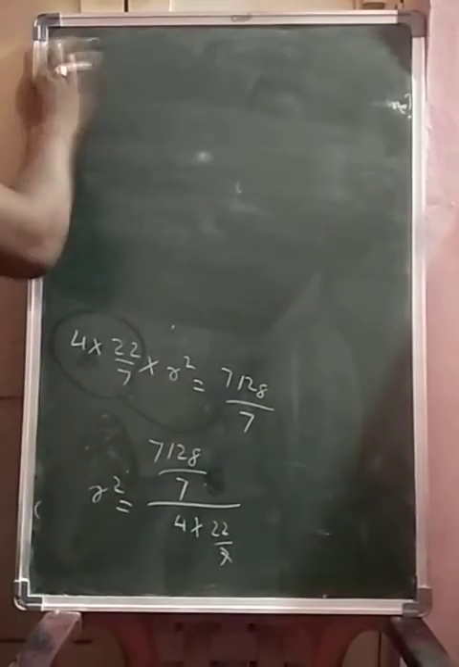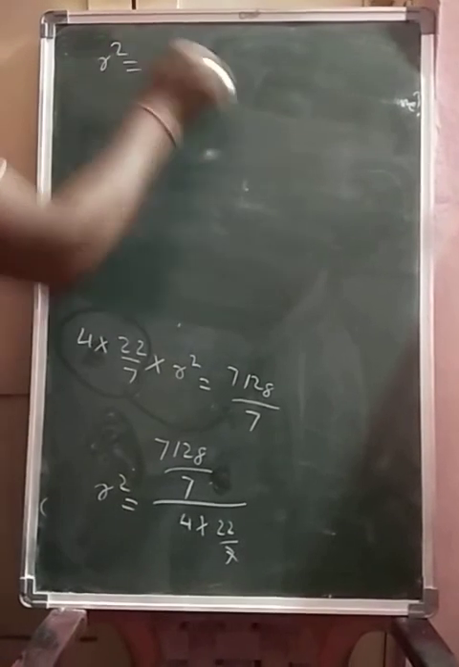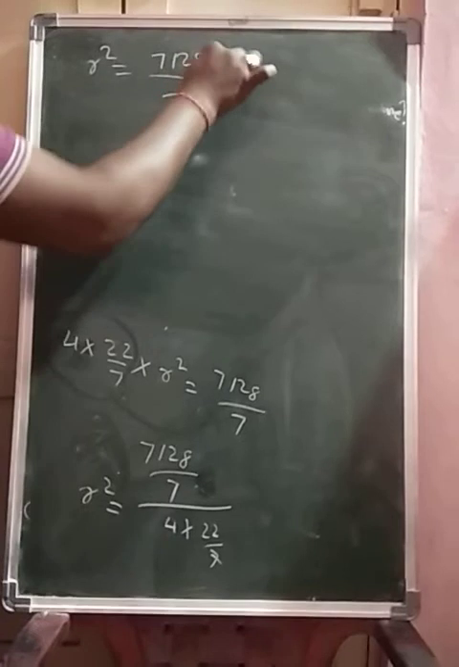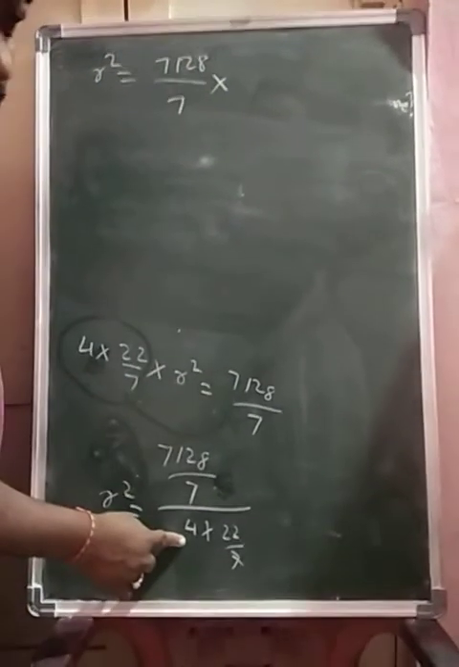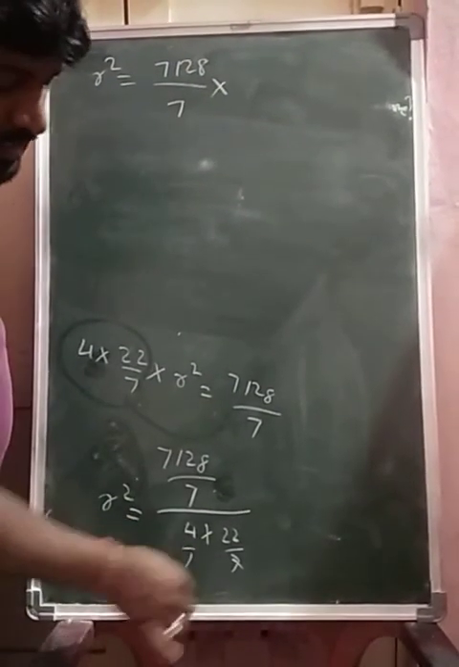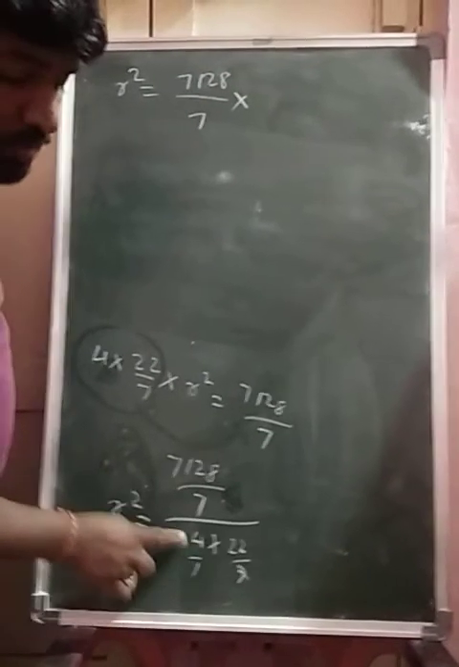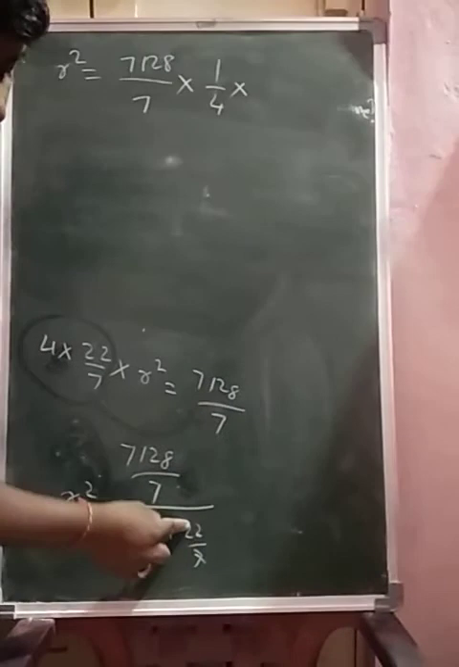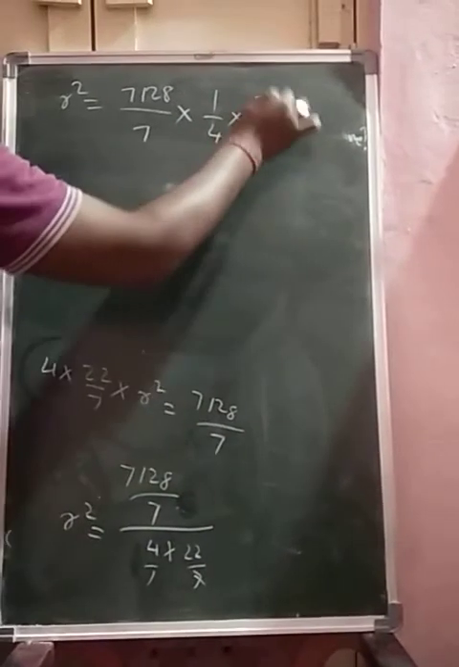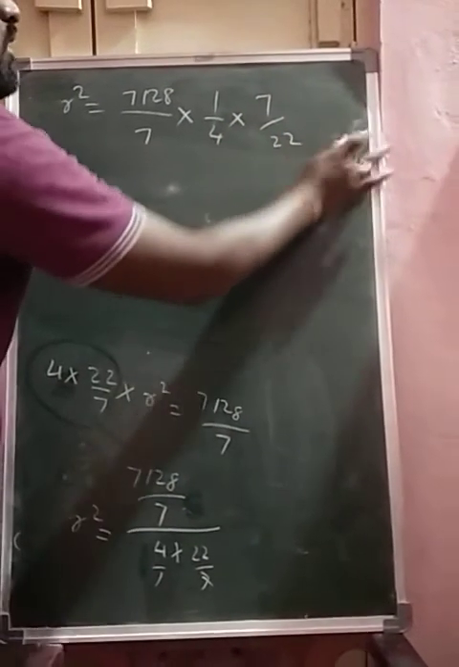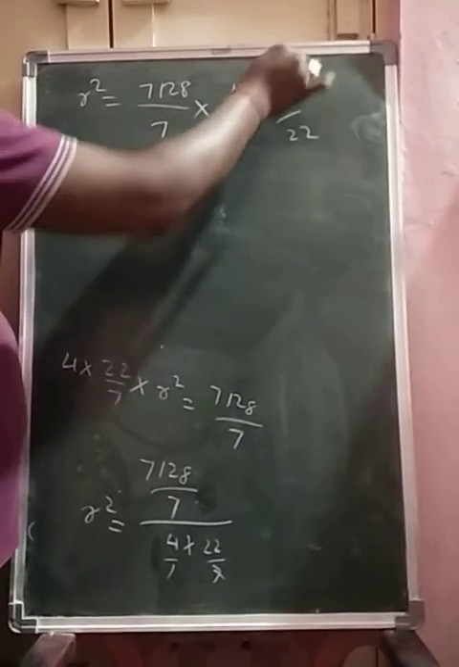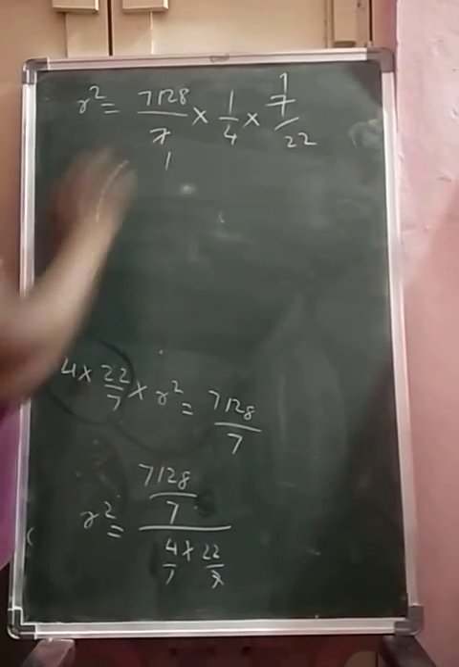R square is equals to 7128 by 7 into the reciprocal of 4 is what, Nana? 4 we can write it as 4 by 1 also. The reciprocal of 4 by 1, that is 1 by 4, into the reciprocal of 22 by 7 means that is 7 by 22. Okay, what are the units? Units are square units. So here 7 ones are 7, 7 ones are 7, 7 cancel.